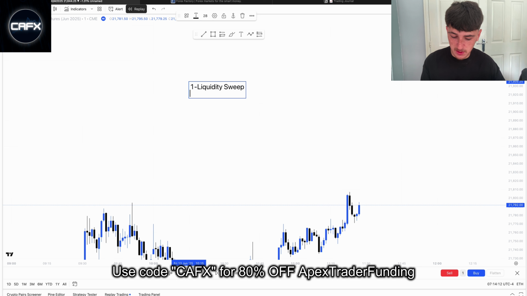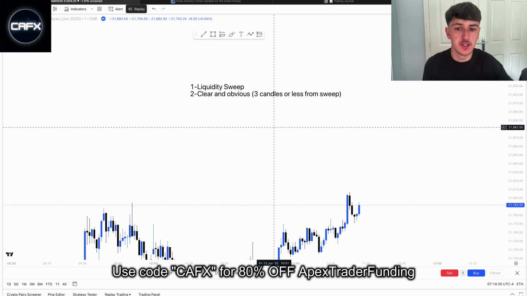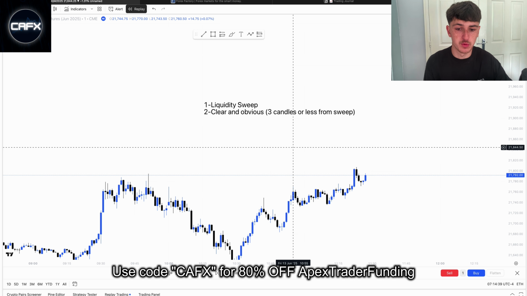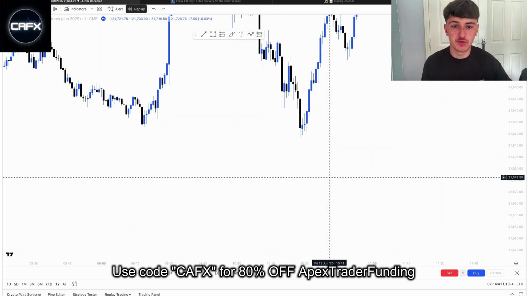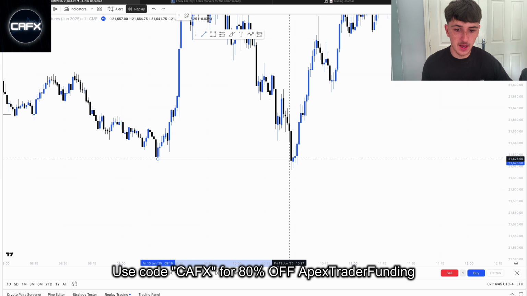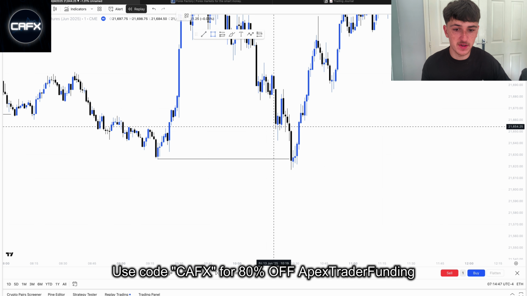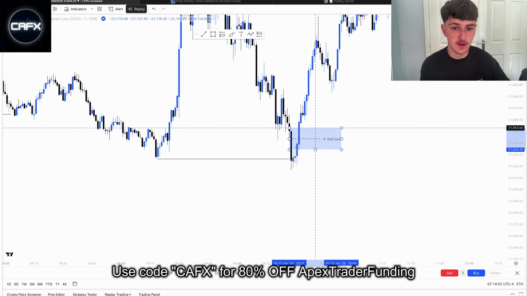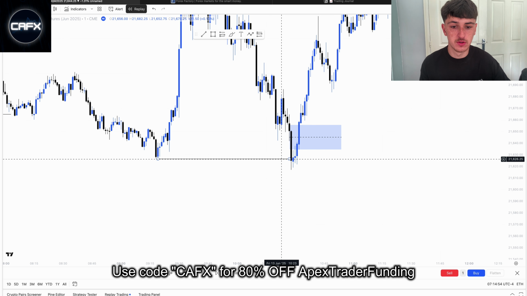The second thing you need to be looking for is a clear and obvious gap that's 3 candles or less from the liquidity sweep. So what this means is that you need the fair value gap to be 3 candles or less from that actual liquidity sweep. So if we go back to the trade that we took, you can see that this here is the low. And this candle that left the fair value gap is the exact candle that leaves the gap. So these are extremely close to this sweep.